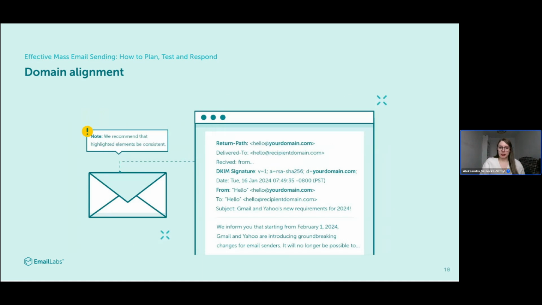And then we have our DKIM signature, our digital signature, and in the d= tag, there should be the same domain as in the return path address, and obviously the from address. And when in all of those three places the domain is exactly the same, or it's a subdomain of the main from domain, we talk about full domain alignment.